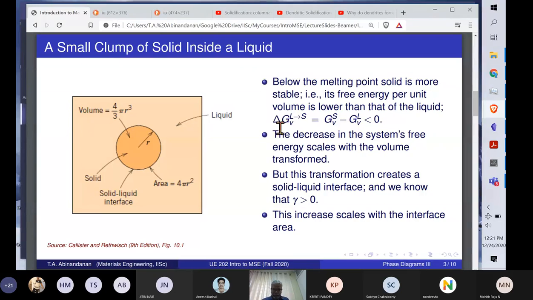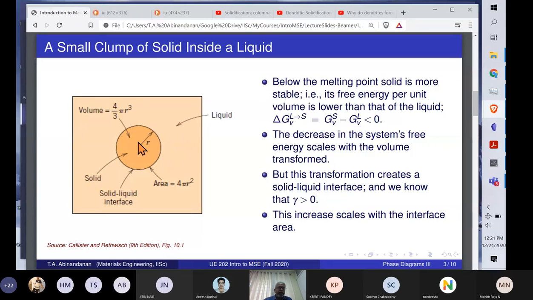So if this delta G for a process is negative, then that process is possible. So we are below the melting temperature, and therefore formation of a little bit of solid is preferred. But the problem with the nucleation is the fact that there is an interface that you form. And as we have seen in our discussion of defects, any defect that you form has a positive energy. So that is the key problem here.